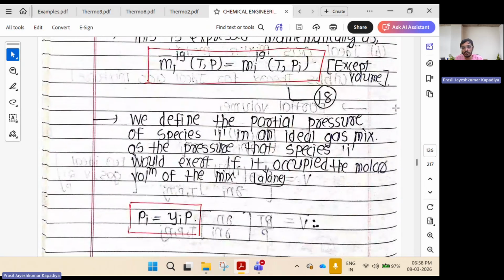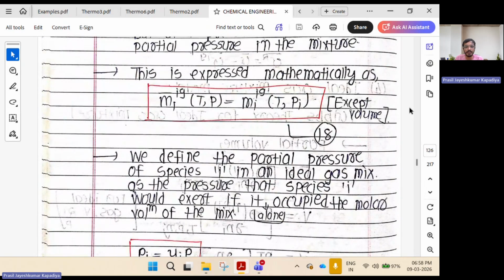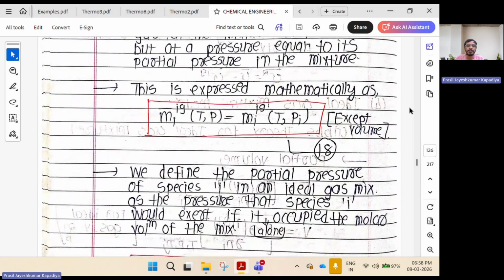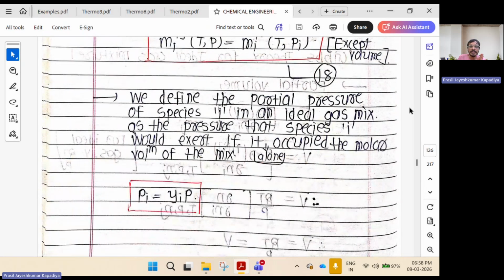Now let's very quickly go through what partial pressure is. Partial pressure of species i in an ideal gas mixture is the pressure that species i would exert if it alone occupied the volume of the mixture. So what can I write? Pi is equal to its mole fraction yi times the total pressure of the system. So that is the pressure exerted by a particular component or molecule in the system. That will be its partial pressure.